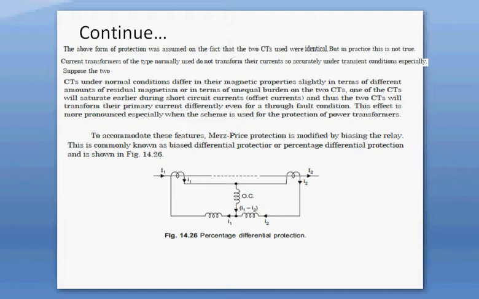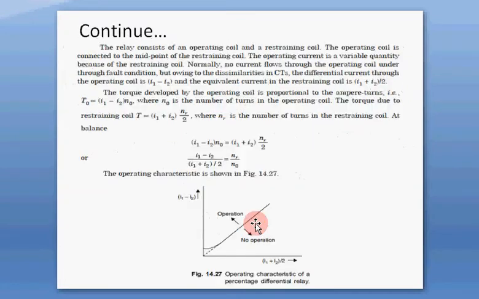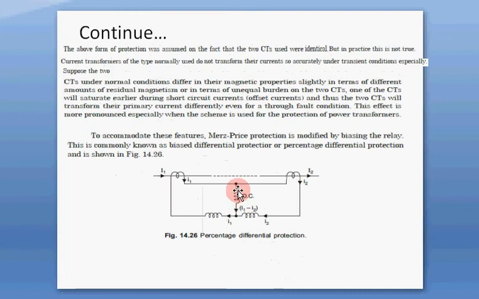In order to rectify this maloperation of the differential relay, we put in another coil. You can see in this figure, this coil is known as the restraining coil, and we put the operating coil in the middle of this restraining coil so as to avoid malfunction of the relay. So how does it work? This is the current through the operating coil. If there is a difference in the CTs, there is a resultant current in the operating coil, which is I1 minus I2.